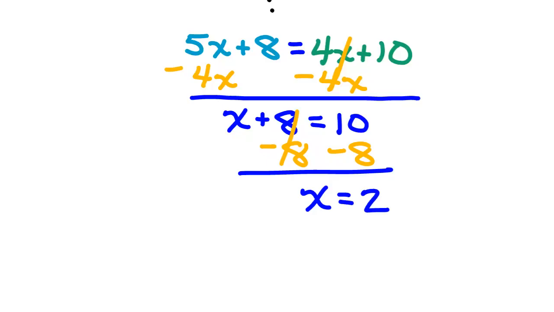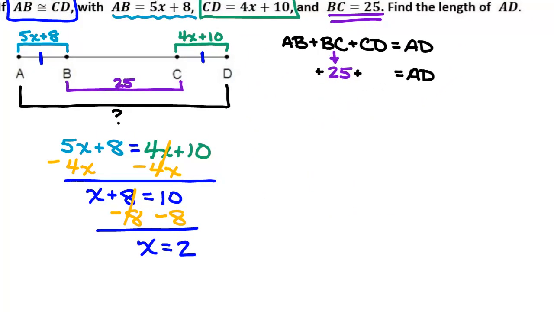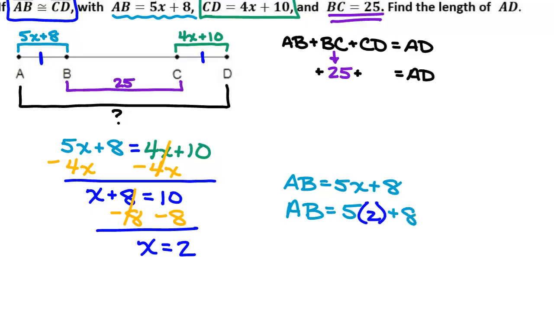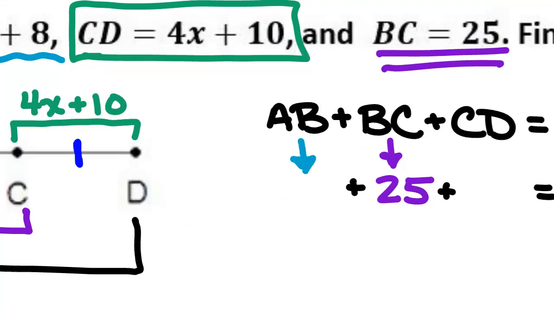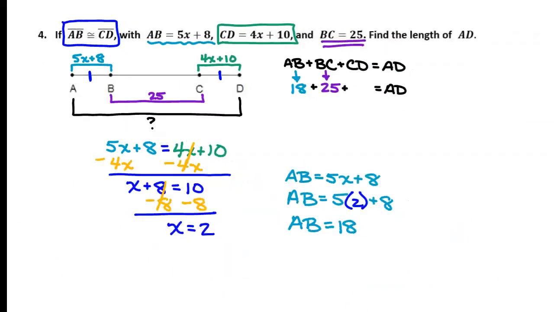How can I use that now? Plug it in. We're going to substitute in. So for segment AB, that's 5x plus 8. So I have 5 times 2 plus 8. What is 5 times 2? 10 plus 8? 18. So AB is 18. So I'm going to put 18 in the place of AB.